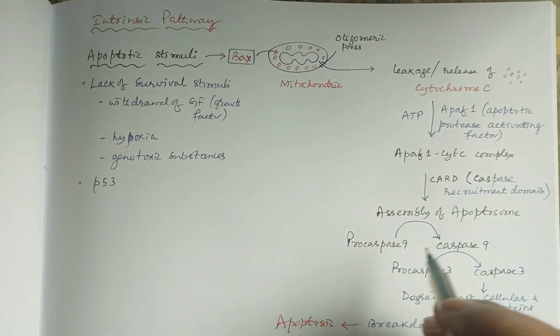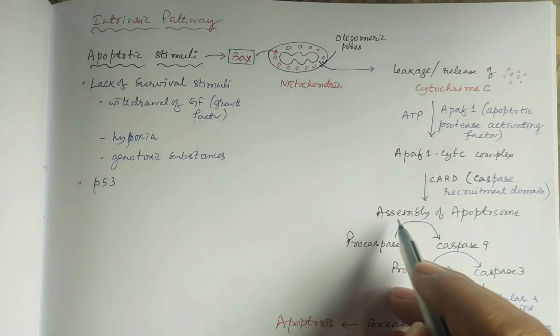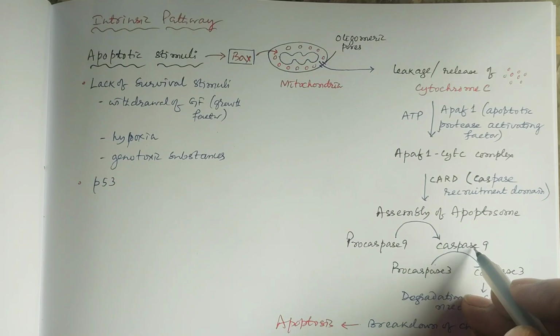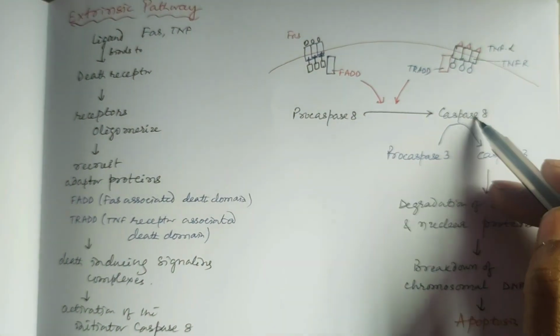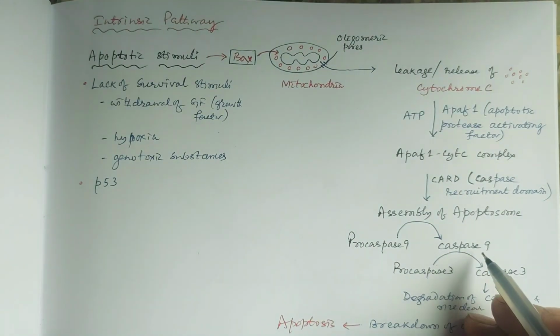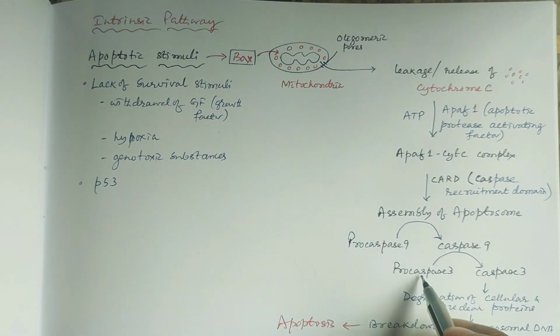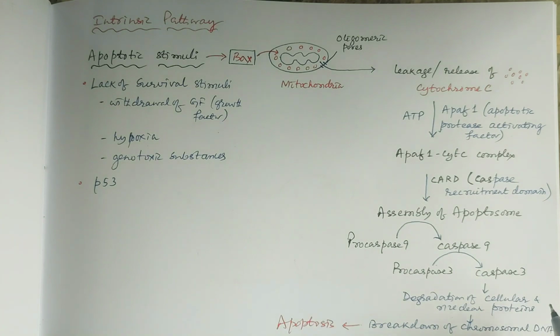This apoptosome also contains pro-caspase-9, which is converted into caspase-9. So in the extrinsic pathway we have caspase-8, whereas in the intrinsic pathway we have caspase-9, and this caspase-9 converts pro-caspase-3 to caspase-3. Ultimately caspase-3 is activated, which causes the degradation of cellular and nuclear proteins, formation of blebs, nuclear fragmentation, breakdown of chromosomal DNA, and that will result in apoptosis. So these are the caspase-dependent pathways.